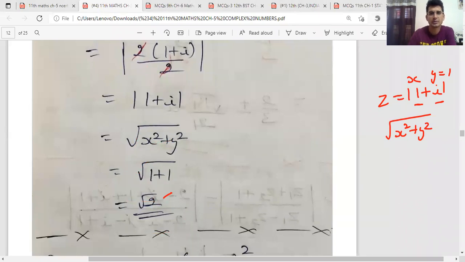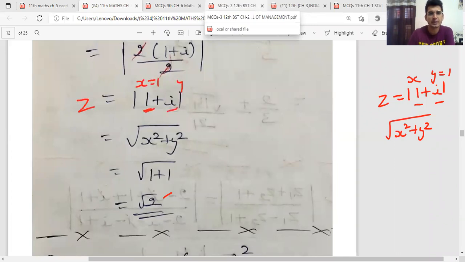X square plus y square. Modulus of complex number is the square root of x square plus y square. Here x is 1 and y is 1, the coefficient of iota. So 1 square, that is 1, y square, that is 1. 1 plus 1, that is root 2. This is the solution of this question.